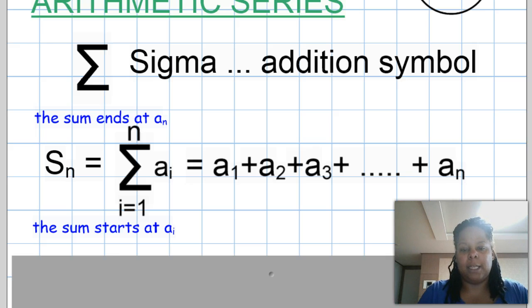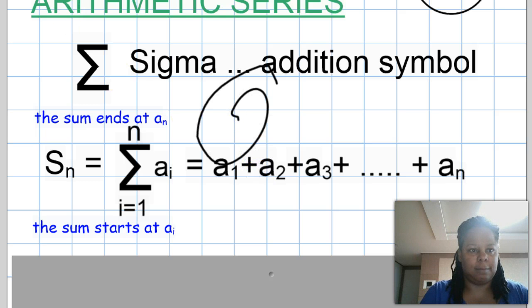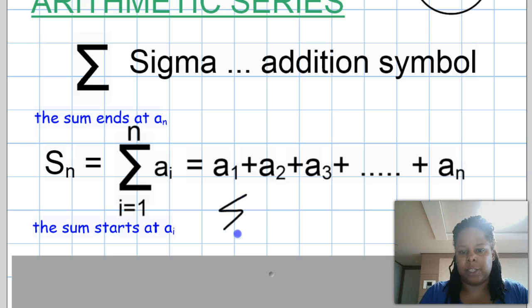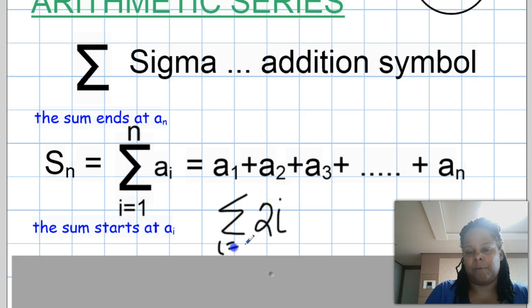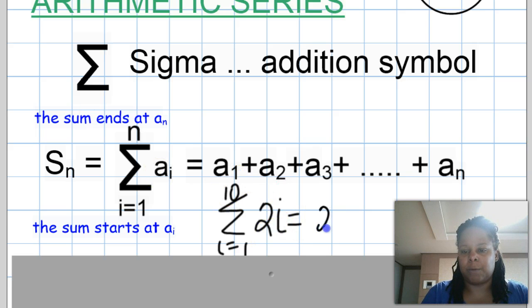So let's say we have some sequence, and that sequence can look something like the summation of 2i, where i goes from 1 to 10. Well, that means 2 times 1 plus 2 times 2 plus 2 times 3 all the way up to 2 times 10. Okay? And so we can compute this manually by just adding up the terms.